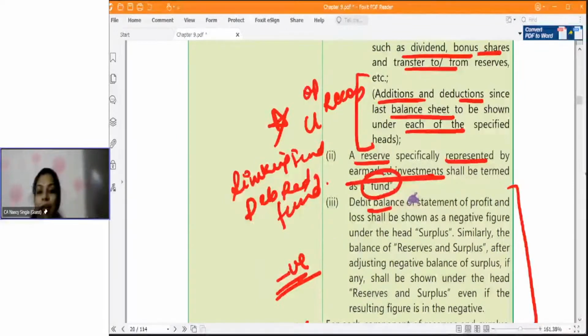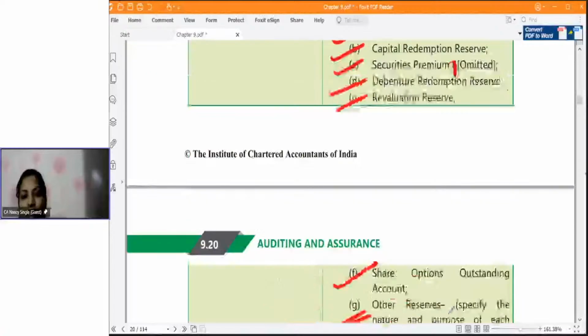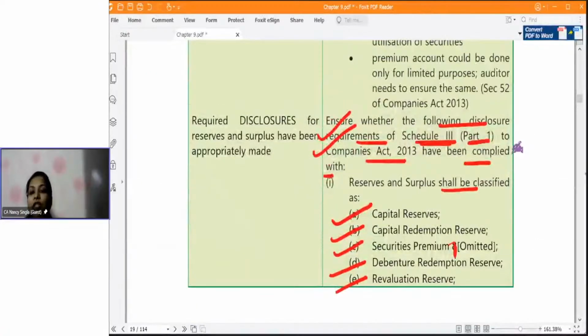See, debit balance of statement of profit and loss shall be shown as negative figure under the head surplus, even if the resulting figure is in the negative. आप उसको brackets में negative में कहाँ दिखाओगे? Reserves and surplus के under ही show करोगे. ठीक है? So this was with respect to the disclosure requirements, और ये कहाँ दिया गया है? Schedule 3 Part 1 to the Companies Act 2013. है ना? So tell me, is it clear?